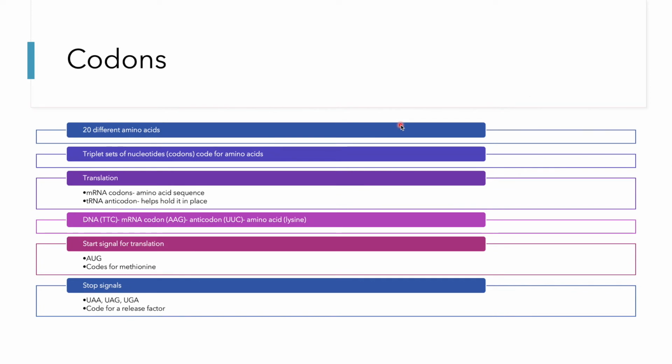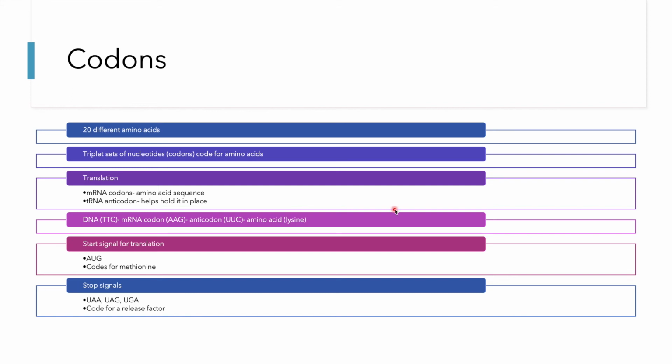There are 20 different amino acids. Triplet sets of nucleotides code for amino acids. So for every 3 nucleotides, 1 amino acid corresponds to it. 61 out of 64 nucleotide triplets code for amino acids. The other 3 code for stop signals, which we will discuss a bit later. These nucleotide triplets are called codons. mRNA codons code for the amino acid sequence during translation.